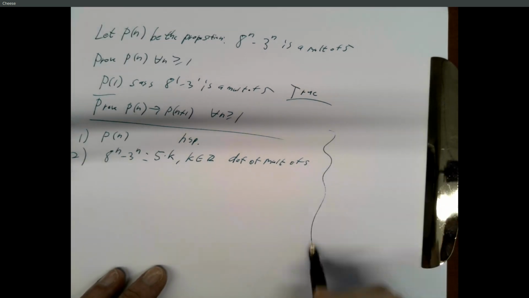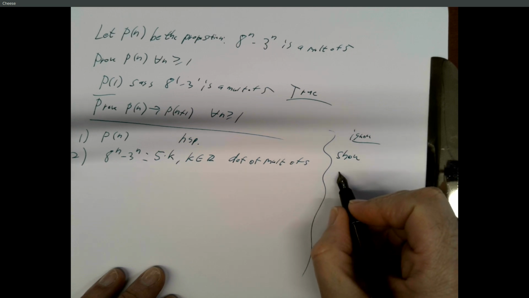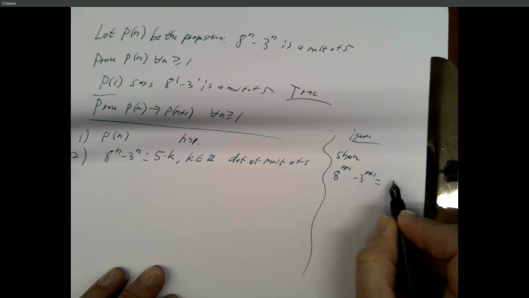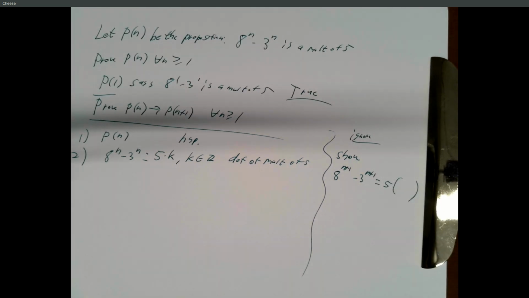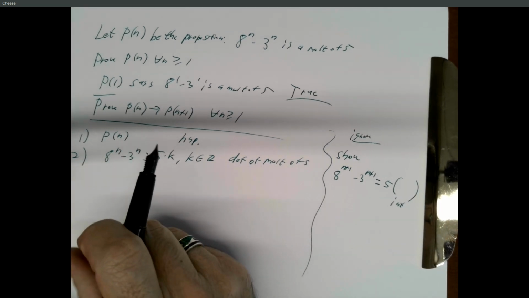Okay, and over here in my ignore section, what am I trying to do? I'm trying to show that 8 to the n plus 1 minus 3 to the n plus 1 equals 5 times some integer. Okay, this one's different from a lot of the other ones we've been doing. A lot of the ones we've been doing have dealt with sums. Show that this plus this equals that. And so to move from the case of n to n plus 1, we add one more thing to that sum. But here we're trying to change this n into an n plus 1.